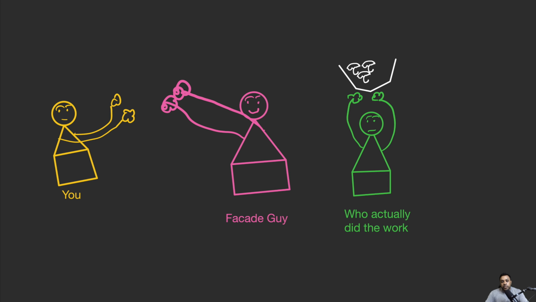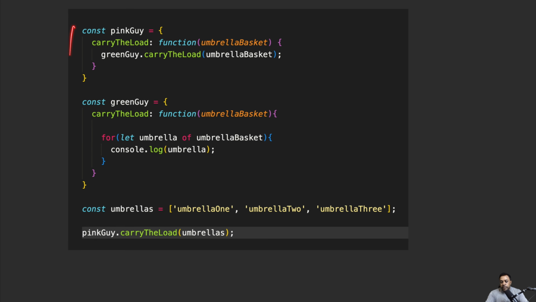Let's see a code example. So there are basically two objects, pink guy and green guy. And both have carry functions, to carry the load. And you are asking the pink guy to carry the load, a load of umbrellas. So this guy is supposed to carry the load, but what he is actually doing is calling the green guy to carry the load. And it is passing all the umbrellas to this green guy. Now the green guy is actually carrying the heavy load. So we will call this function a facade function.